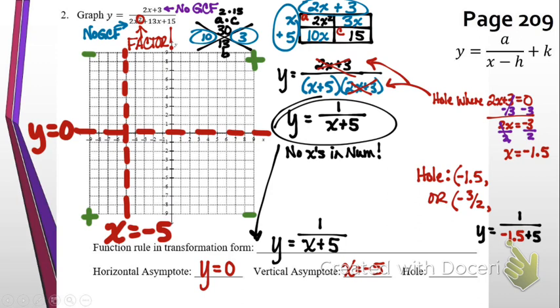Grab a calculator if you need to. What is negative 1.5 plus 5? 3.5. Can somebody grab a calculator and tell me what that is as a decimal? Because I want to go in and graph this thing, so I'm trying to figure out where this is on the graph. What is 1 over 3.5?